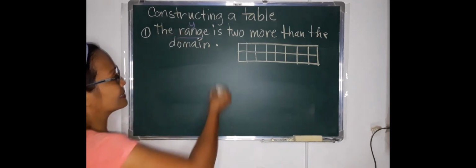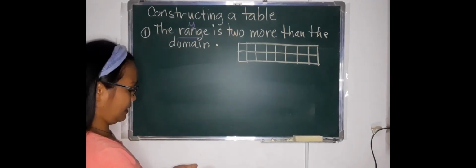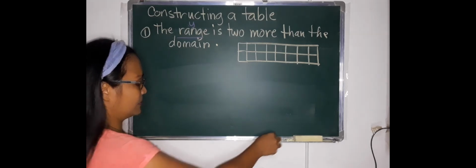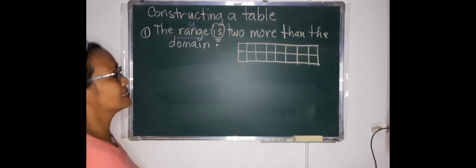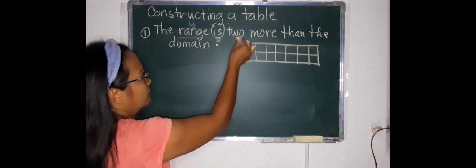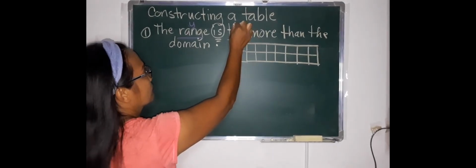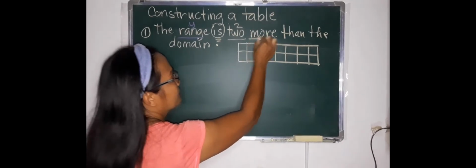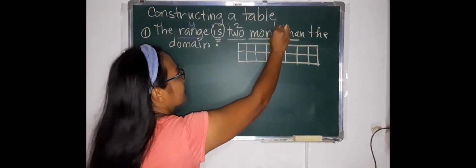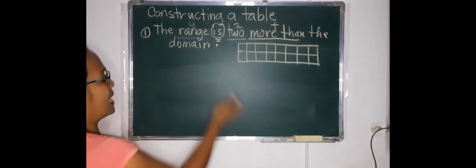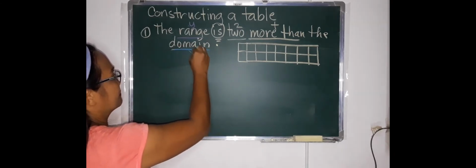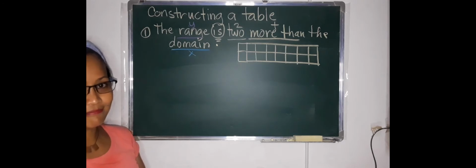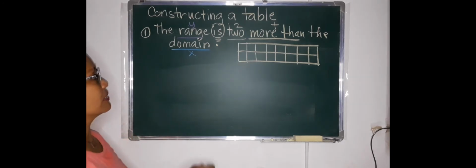The word "is" is the equal sign. 2, of course, is 2. "More than" means plus. Domain is x. Okay, that's it. Now, we're going to construct.